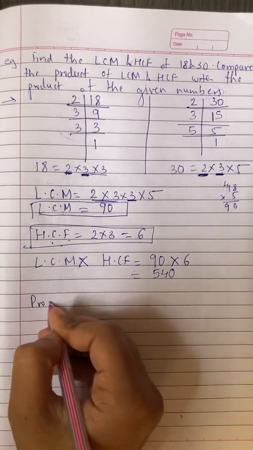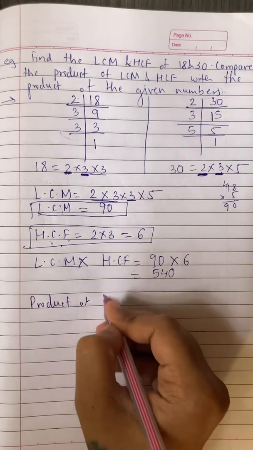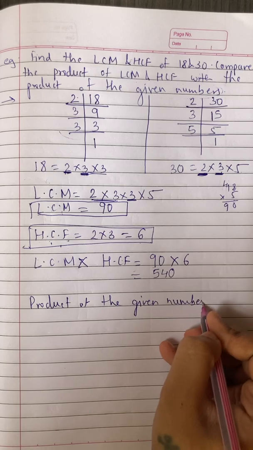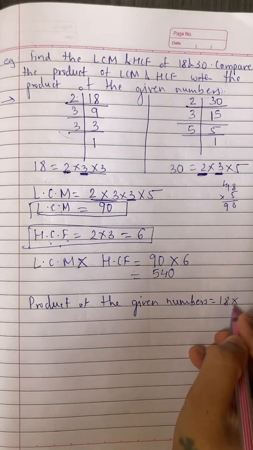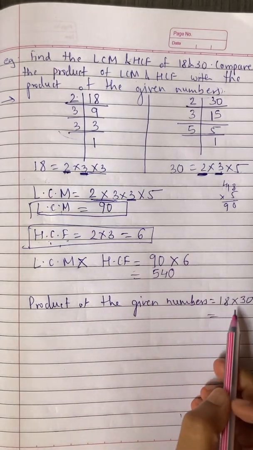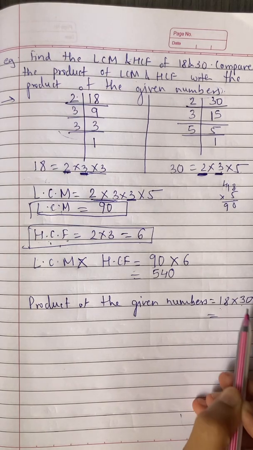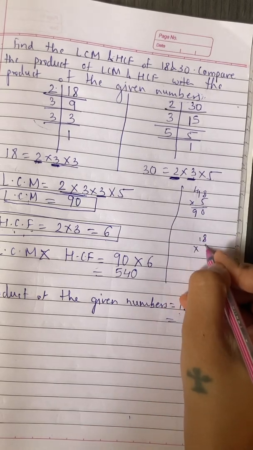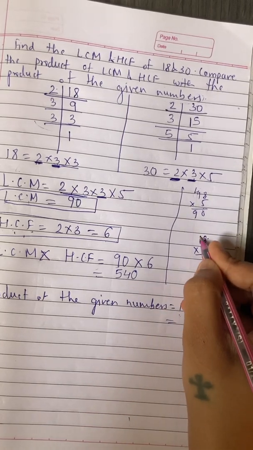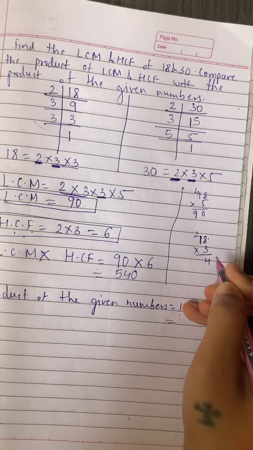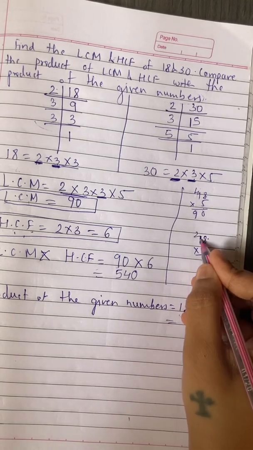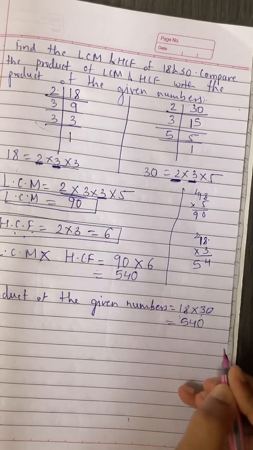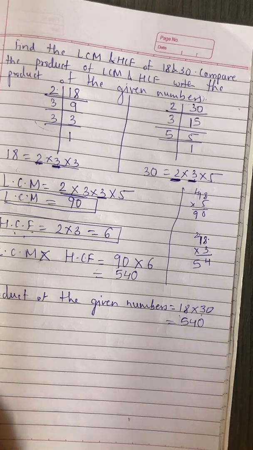So the product of the given numbers we have to find out. So given numbers is what? 18 into 30. So here also very simple. You have to find out 18 threes are. So 18 threes are you do and see. Here I will do the rough work. 18 into 3. 8 threes are 24. 3 ones are 3, 4 5. 54. So 54 you have to write down, and 0 you have to carry forward over here. So 540 is the answer.